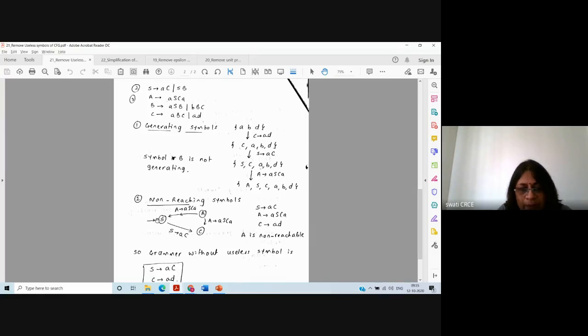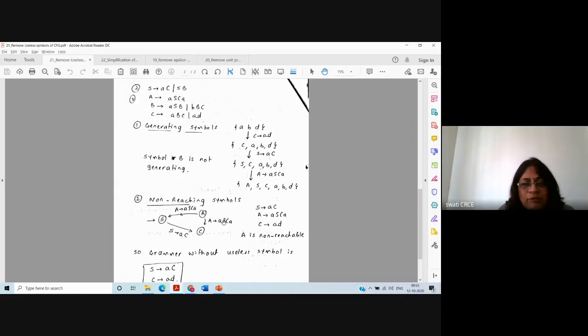S is a starting symbol. From S you can reach to C, but from C you cannot go anywhere, and even from S you cannot reach to A. So A is non-reachable. See, to A there is no incoming transition. So A is non-reachable. Okay. So we have identified A is also useless. So B is useless, A is useless.